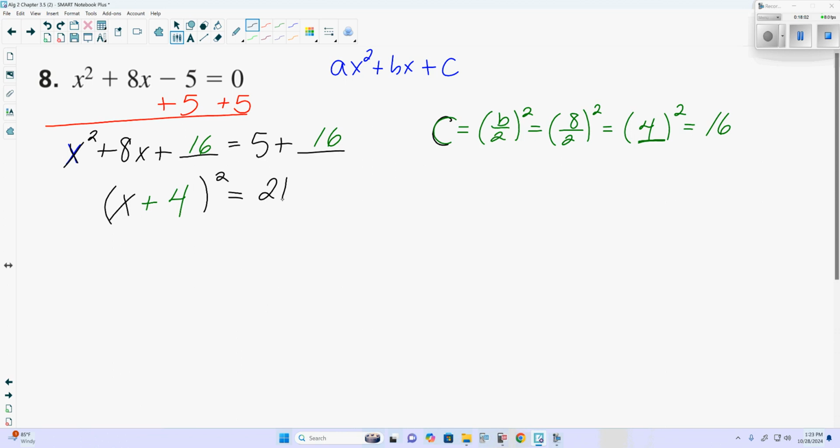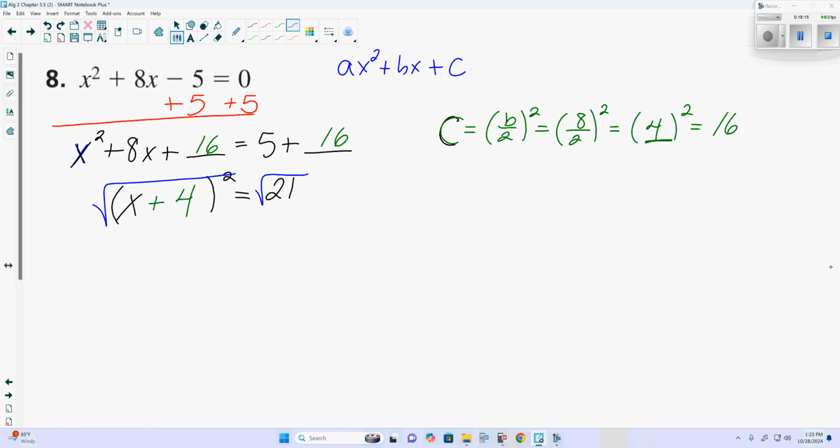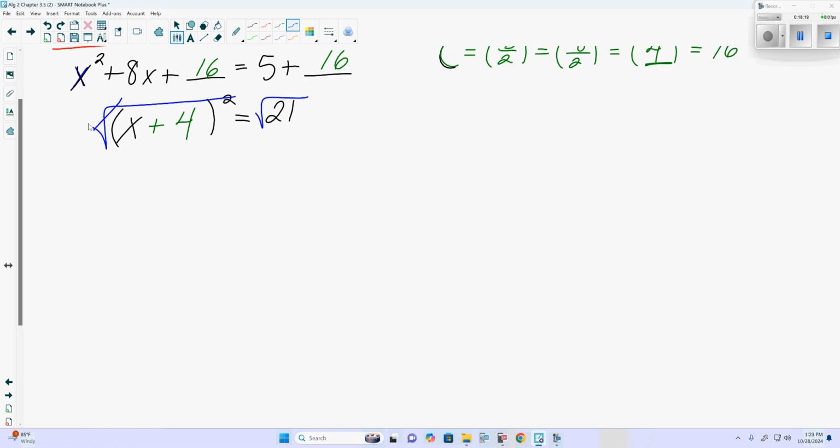Now the last thing we have to do for this is to solve. And to solve, we're going to square root both sides. Yep. And we take the square root of both sides, well, the square root and square will cancel, telling me that x plus 4 is equal to plus or minus. We have to add the plus or minus whenever we take the square root of both sides.